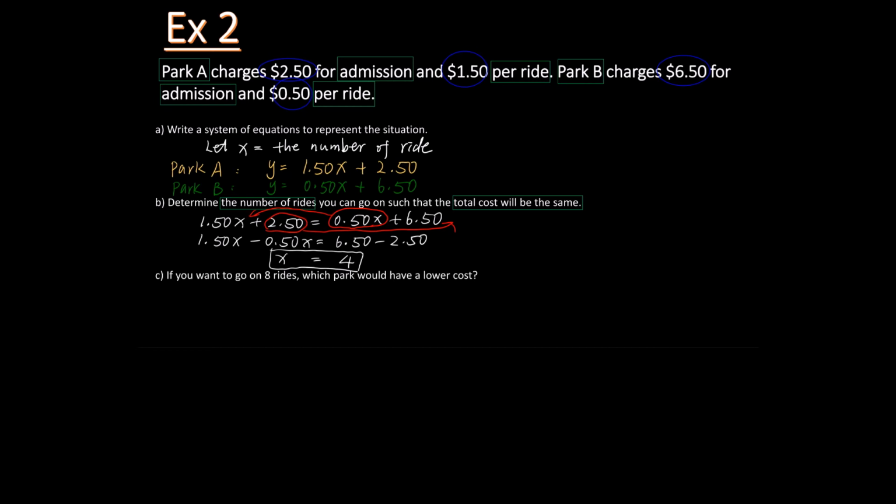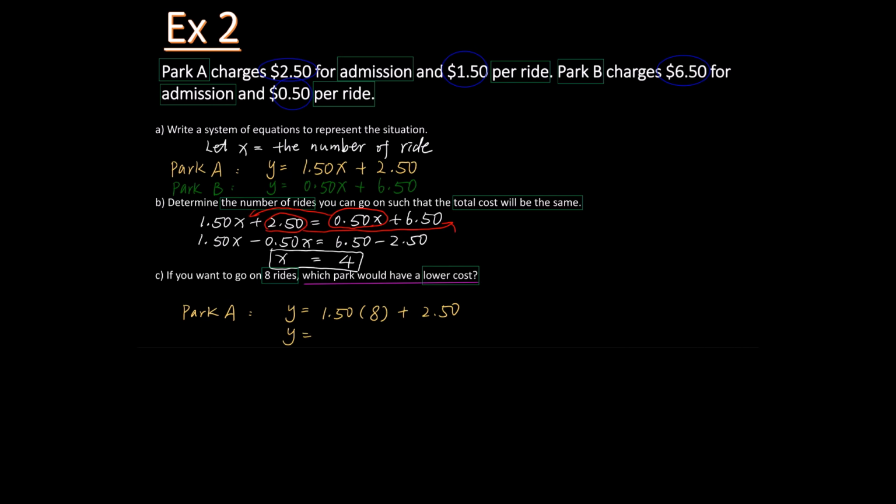Question C. If you want to go on 8 rides, which park would have a lower cost? For this question, we need to find the total cost for each park. We are able to substitute the number 8 into our system of equations. For Park A, we replace x with 8. We have y equals 1.50 times 8 plus 2.50.